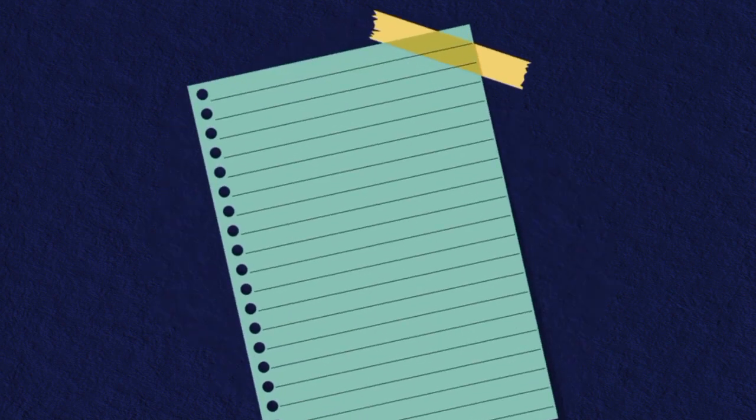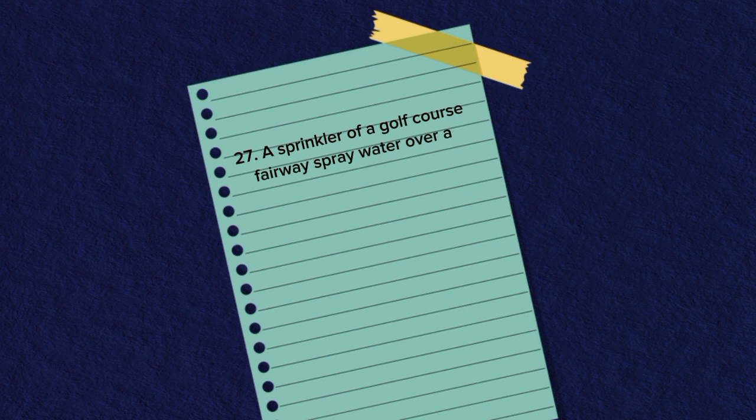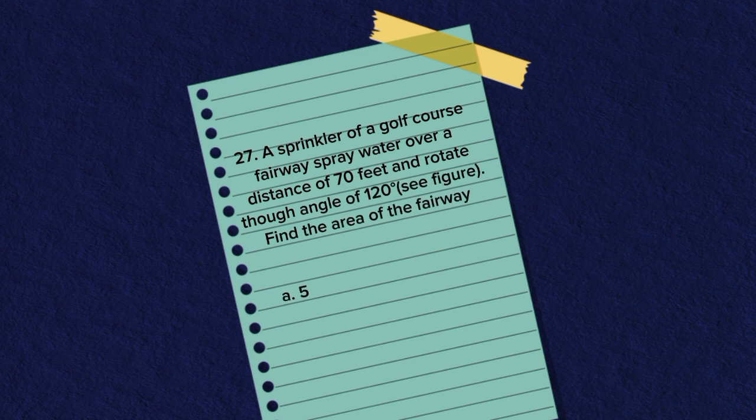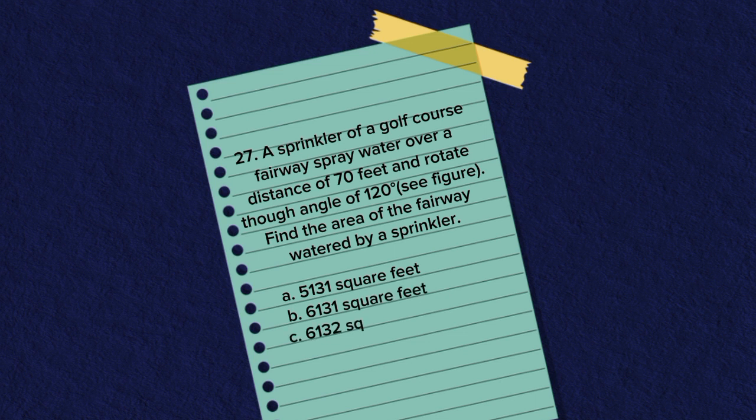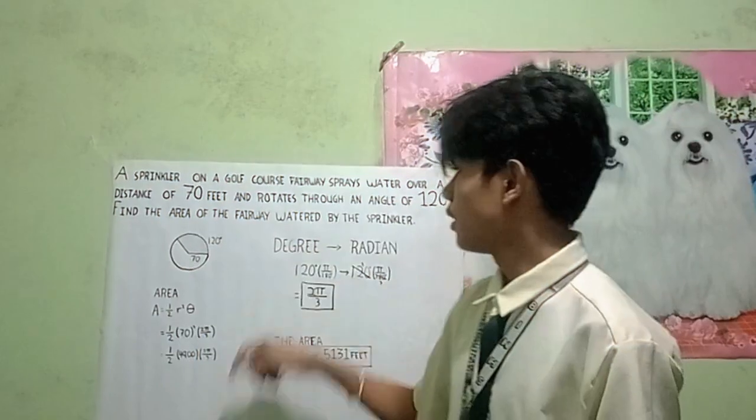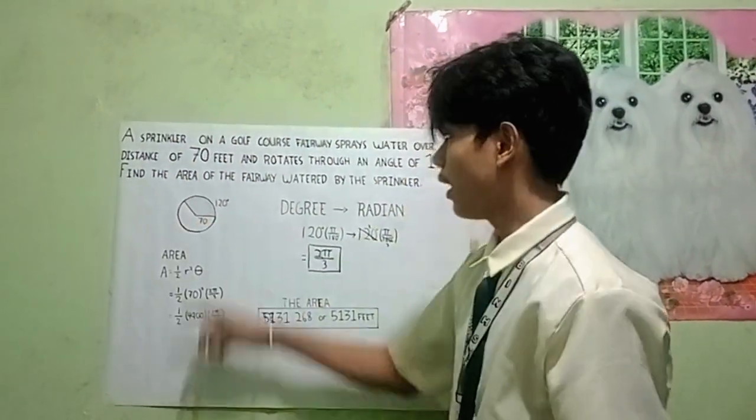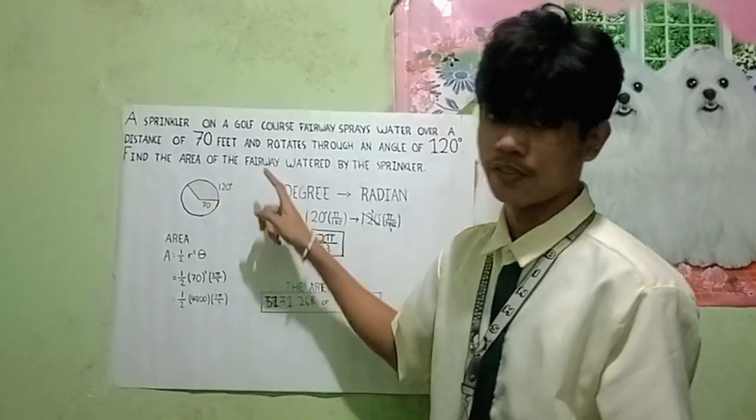Number 27. A sprinkler on a golf course fairway sprays water over a distance of 70 feet and rotates through an angle of 120 degrees. Find the area of the fairway watered by the sprinkler. Letter A, 5,131 square feet. Letter B, 6,131 square feet. Letter C, 6,132 square feet. Or letter D, 7,131 square feet. This radius is 70 and this angle will be 120 degrees.